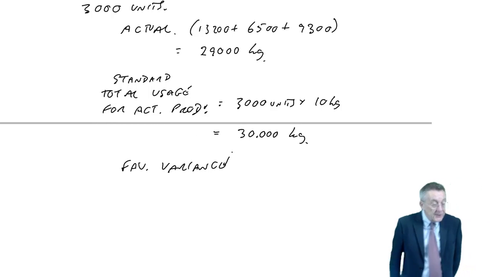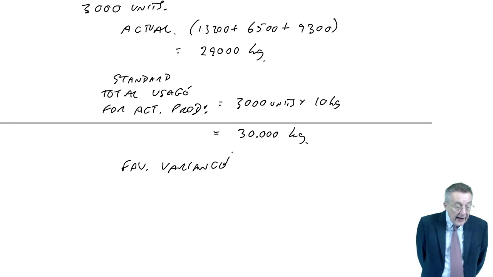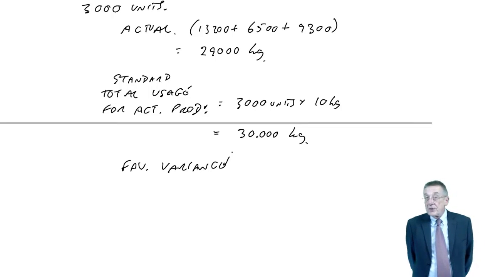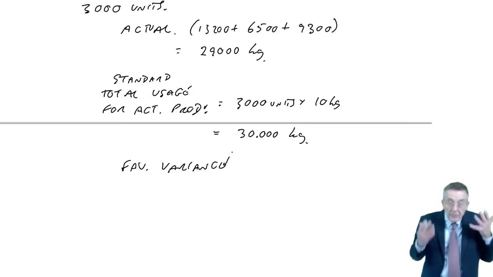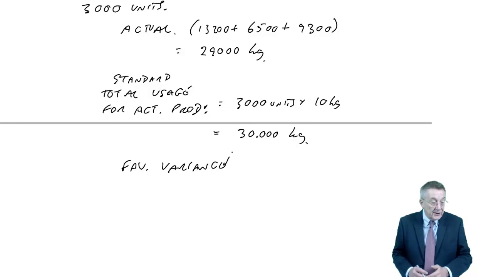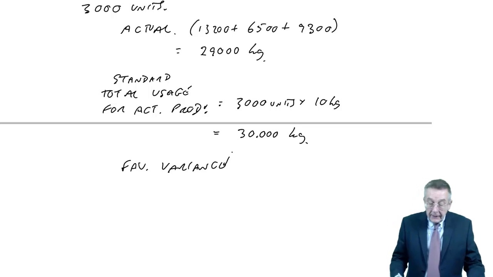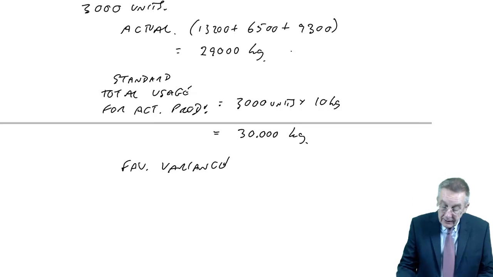And look at the choices of answer. If it's favourable, it's either A or C. And if you got stuck, guess. It must be A or C, and you have a 50% chance of getting it right. However, what about the amount? Well, we used 1,000 kilos less than we'd expect.